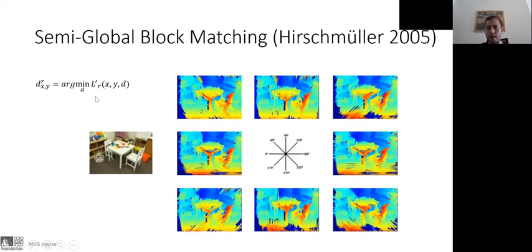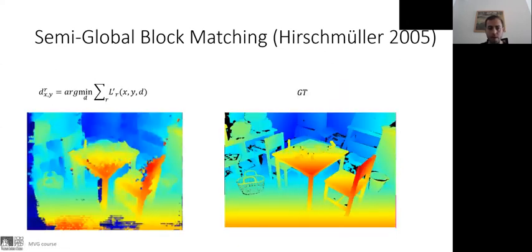But the nice thing is that I can take the 8 cost volumes, sum over them, and then take the winner-takes-all solution. And then what I get is a solution that is globally smooth. So using this semi-global block matching approach, I can approximate global smoothness much faster.